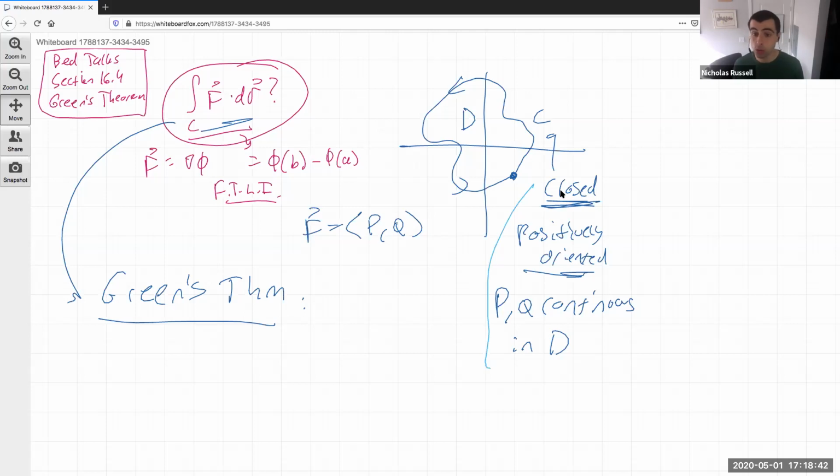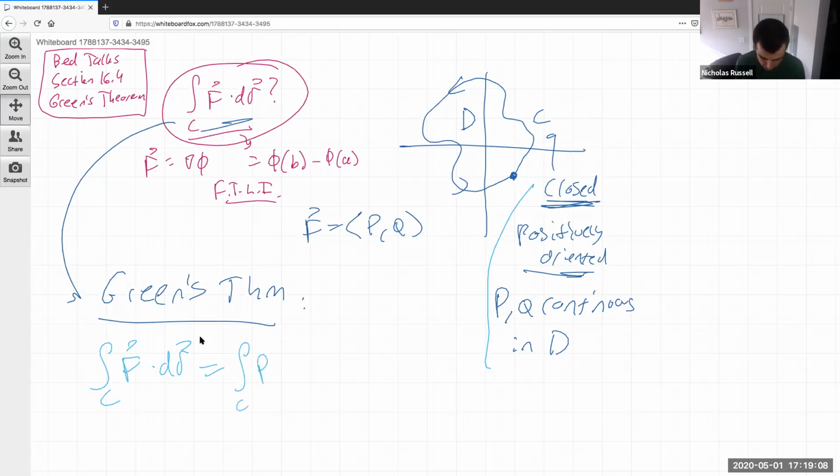I need to be in a closed loop, curve C, with a bounded domain D. Okay, my curve C is bounded by my domain D. Has to be positively oriented. If I'm not positively oriented, I just change the direction and negate the entire answer. And P and Q must be continuous inside of D here. Must be there.